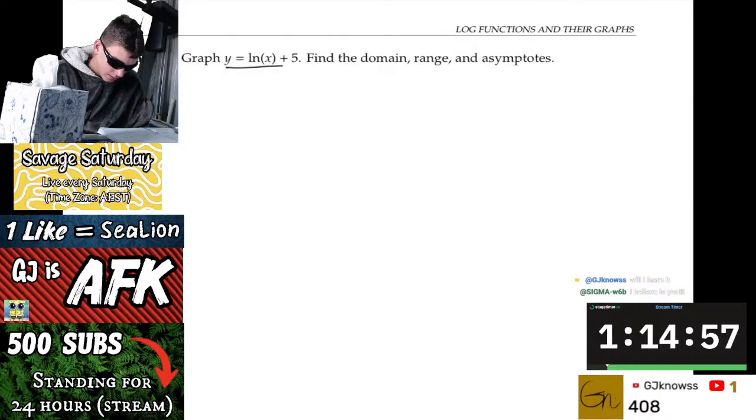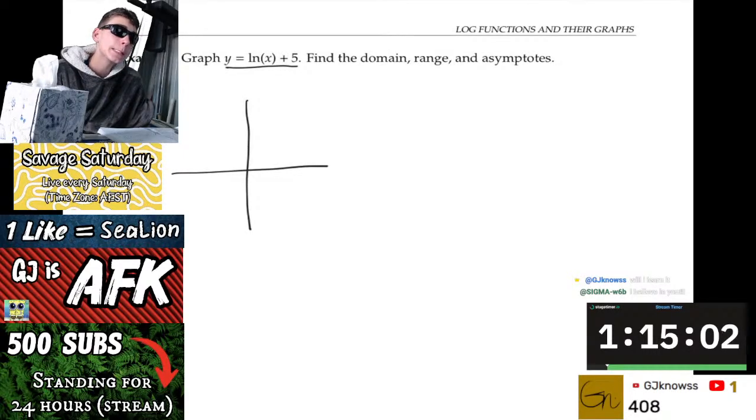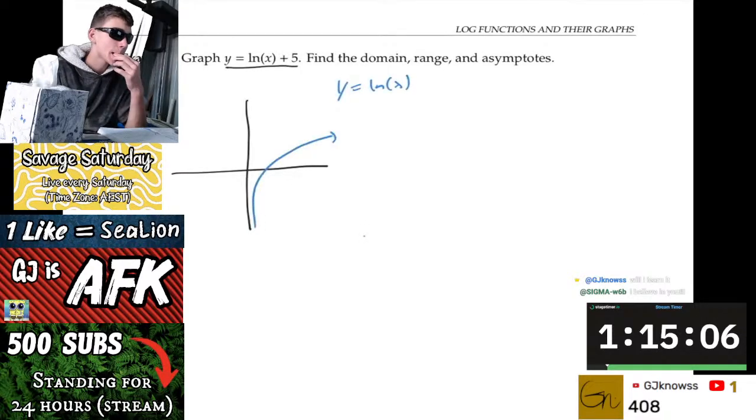Here we have the graph of natural log of x plus 5. And again, I'm just going to draw a rough graph. If I did want to do a more accurate graph, I probably would want to plot some points. But I know that roughly a log graph, if it was just like y equals ln of x, would look something like this, and it would go through the point 1, 0, with a vertical asymptote along the y-axis.